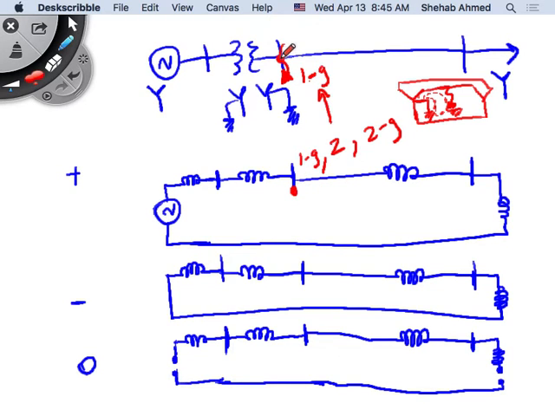So the fault is at this bus bar, between this bus bar and ground. This is the fault location. So how do you connect these circuits at the fault location? That is what we're trying to find out.